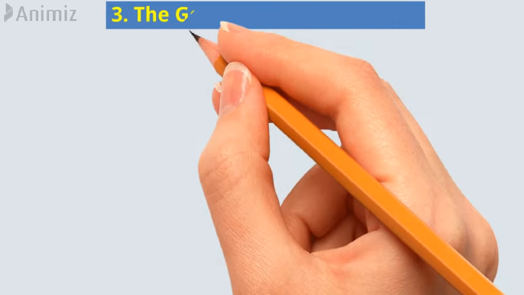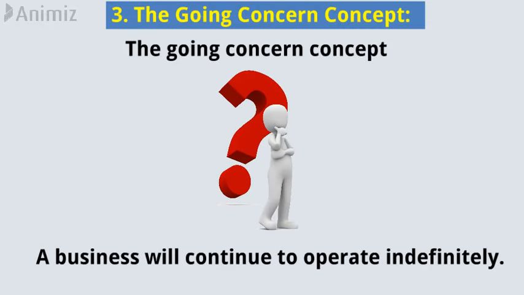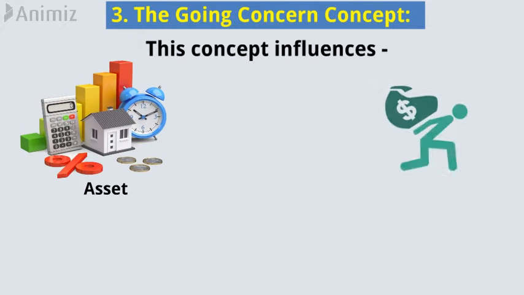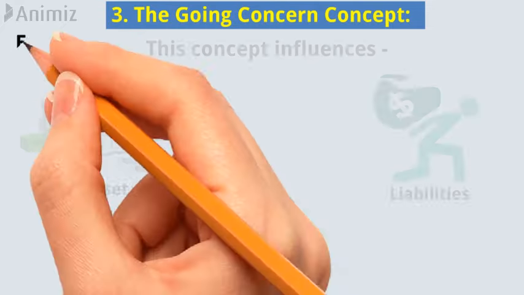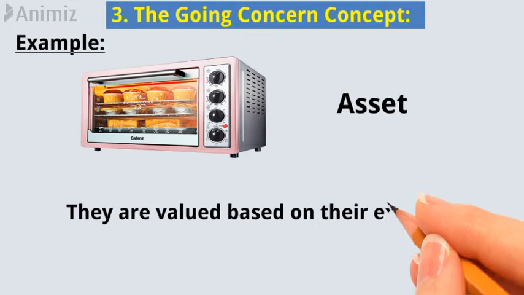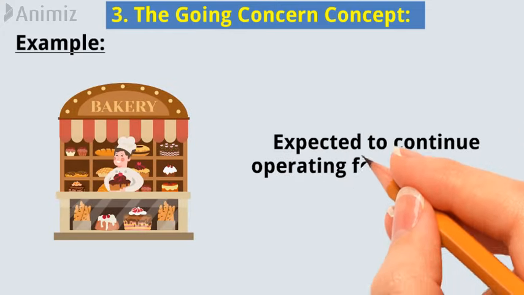Third, the going concern concept. The going concern concept assumes that a business will continue to operate indefinitely. This concept influences how assets and liabilities are valued. For example, your bakery's ovens are considered assets, and they are valued based on their expected useful life because your business is expected to continue operating for a long time.